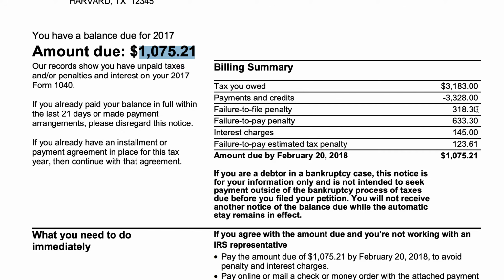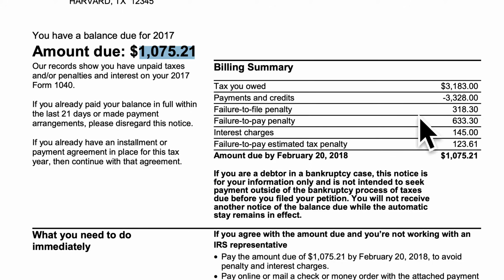A failure to file penalty means that this was a late filed return. The failure to file penalty is 5% of an outstanding balance for every month or part of a month that the tax is outstanding. This looks like it was within 60 days, so between 30 and 60 days. That failure to file penalty appears to be somewhere around 10% of the total tax owed.